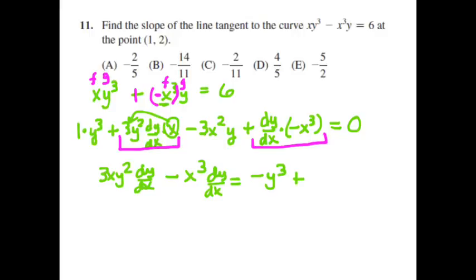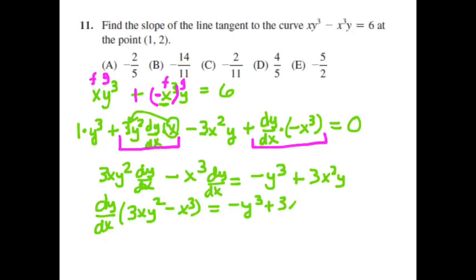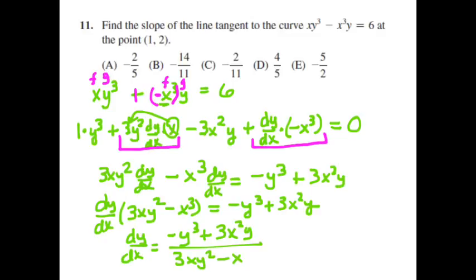Negative y cubed plus 3x squared y. So my next step here is to factor out dy/dx over here on the left. dy/dx times 3xy squared minus x cubed, still equal to negative y cubed plus 3x squared y. And finally I'm going to divide all over 3xy squared minus x cubed. Okay, there we go. There's our derivative.